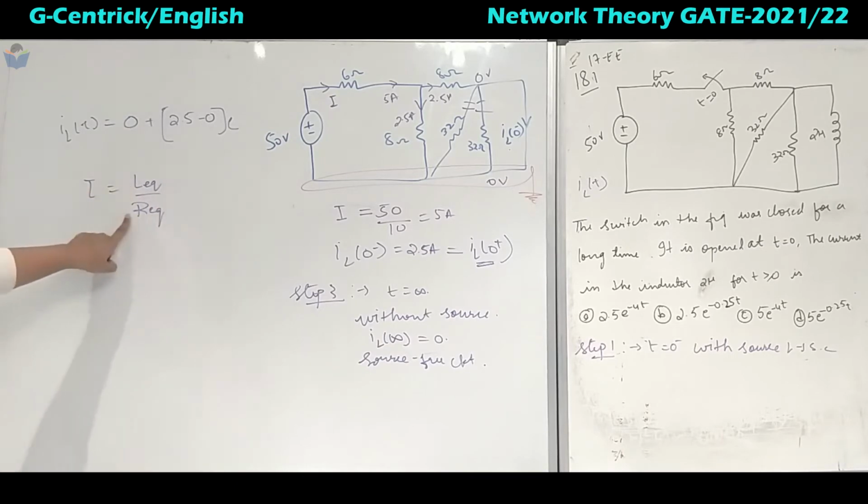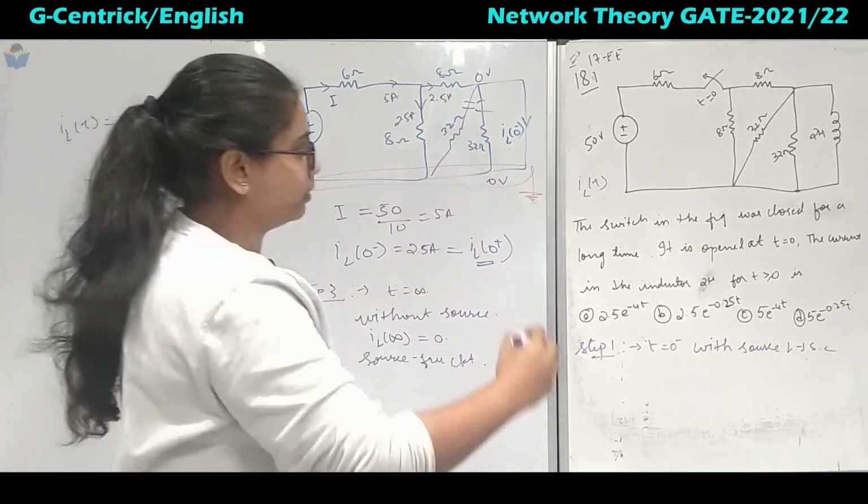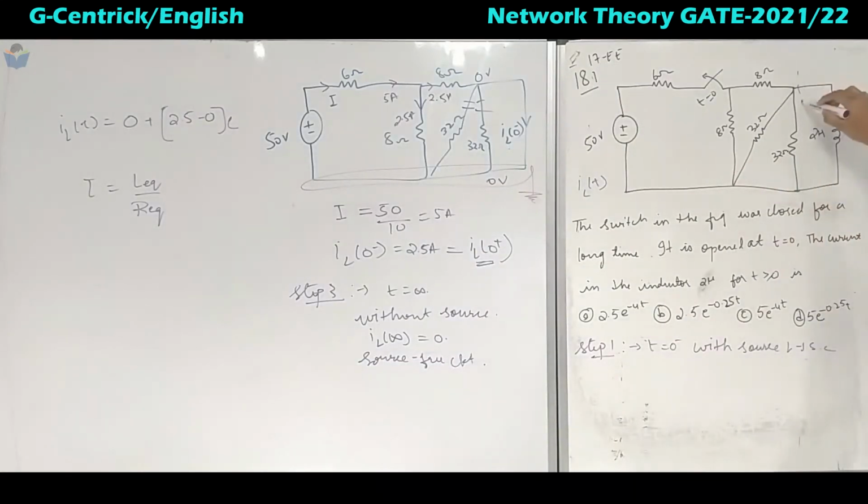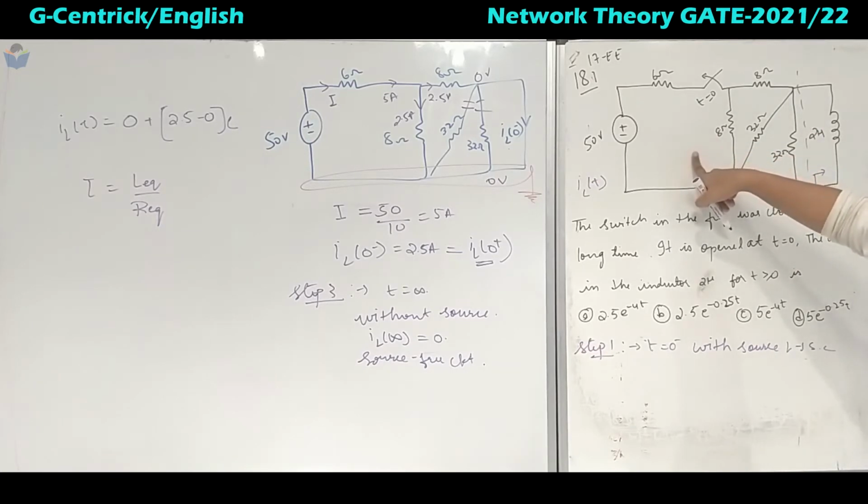So L equivalent by R equivalent. L equivalent we know directly, we can divide this one. So dividing, we will get L equivalent, which is 2 Henry. And for R equivalent, we have to analyze at t equal to infinite.